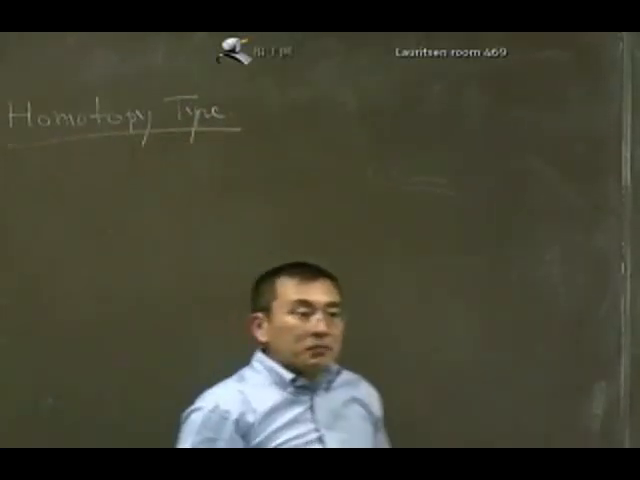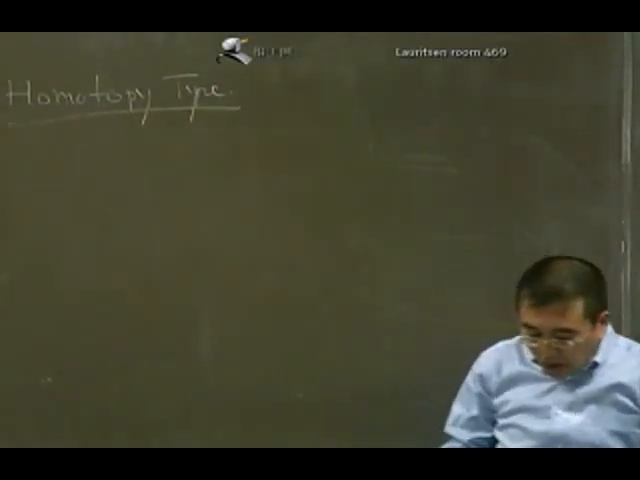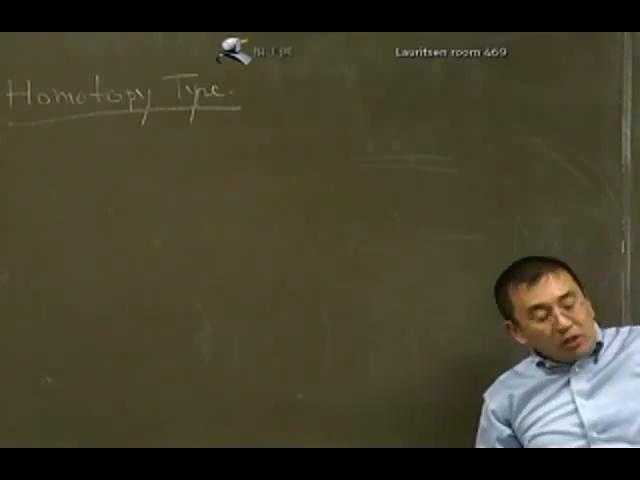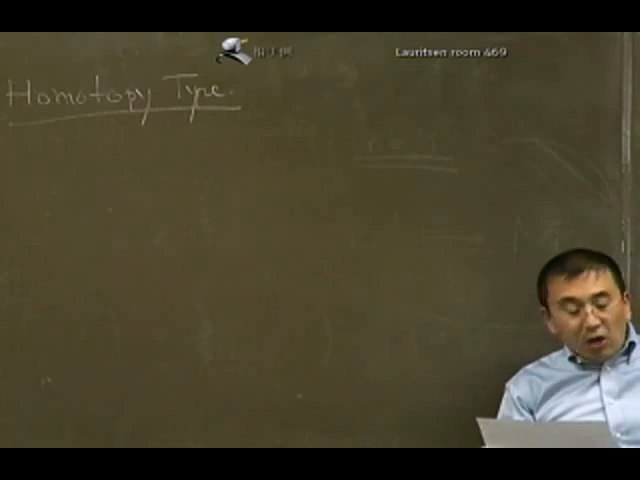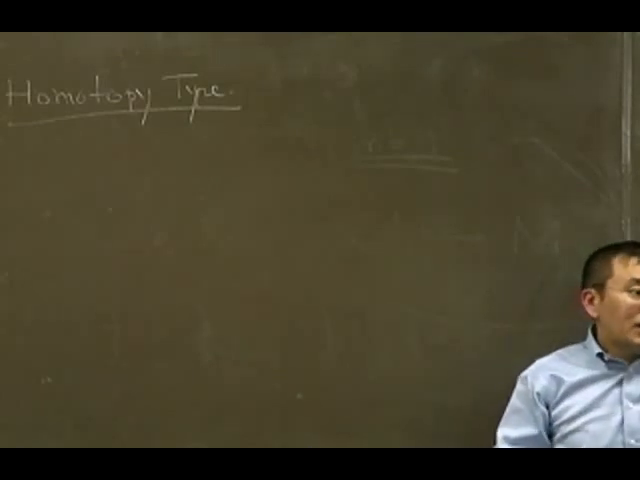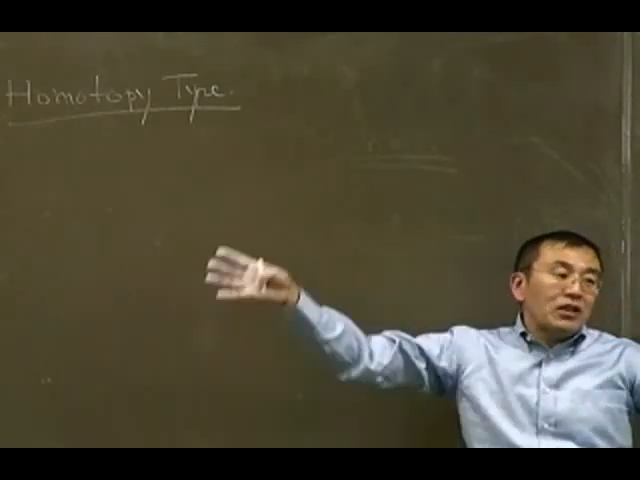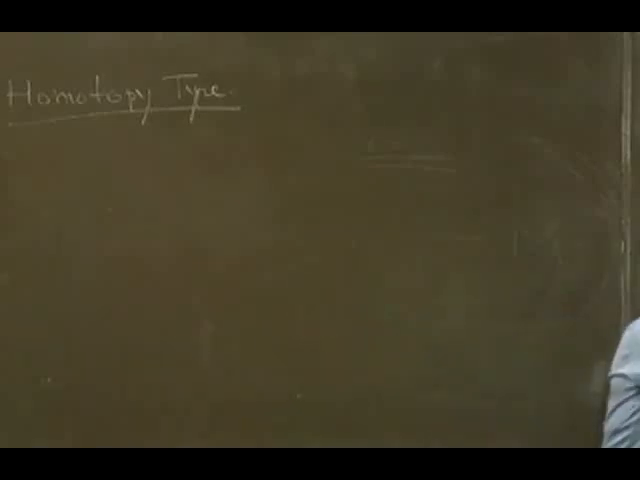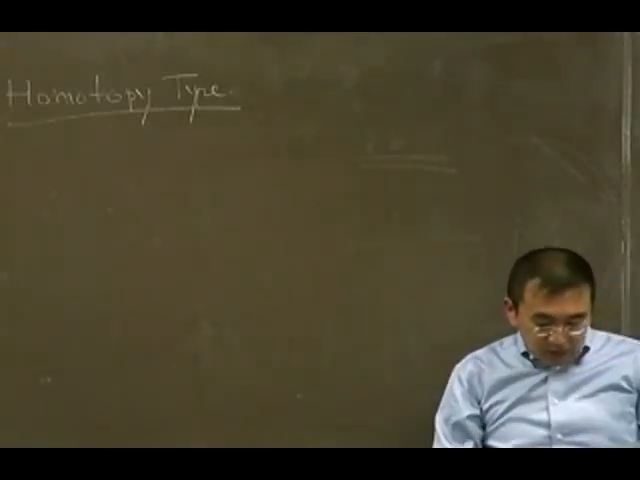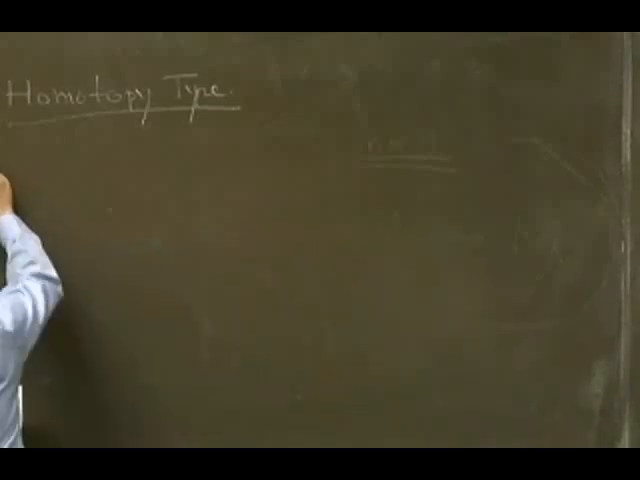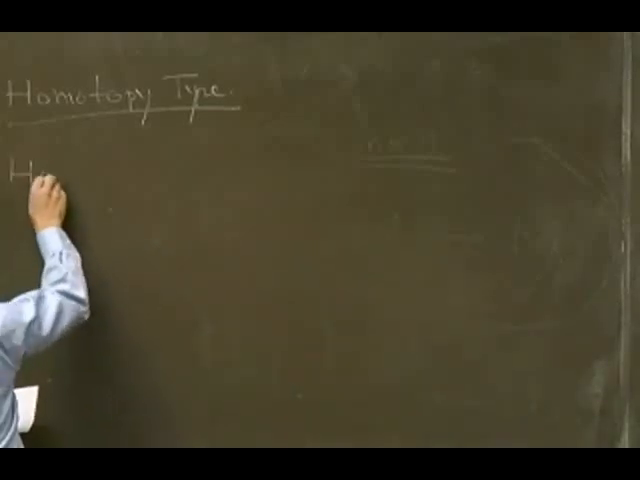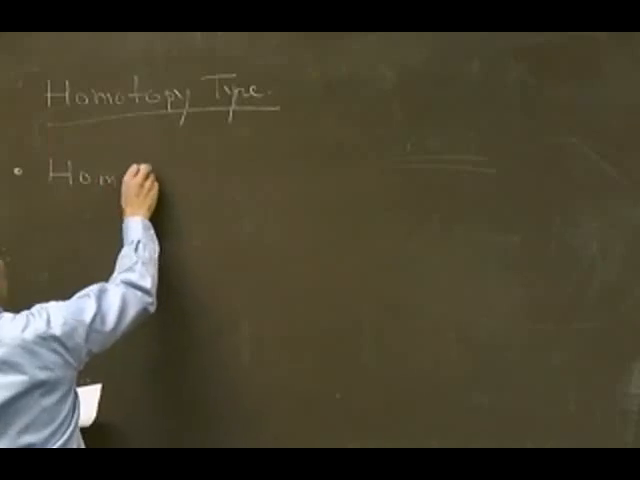So let me explain that. There are various notions of homotopy. So far we have been using the notion of homotopy of maps. That is, suppose you have two maps. If you can continuously deform one map to the other map, we call the two maps homotopic. So that's what we have been doing. That's the sense of homotopy that we are using so far.